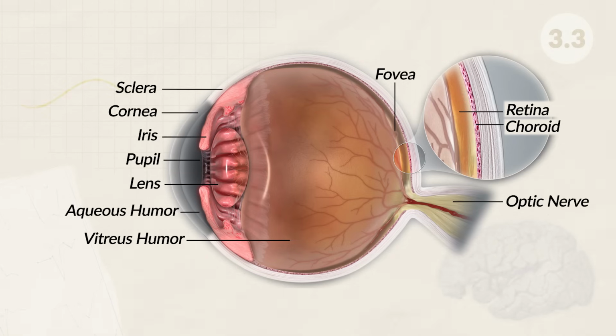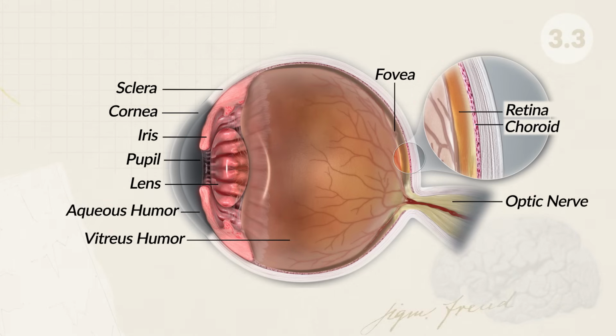Neural impulses travel in the optic nerve from the eye to briefly stop at the thalamus and then travel to the primary visual cortex, where information will be processed in the occipital lobe.